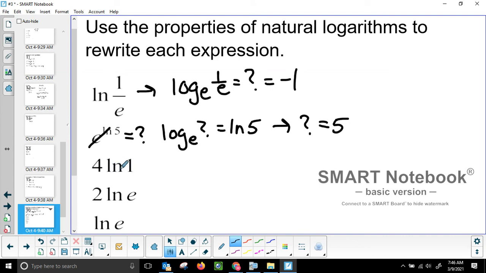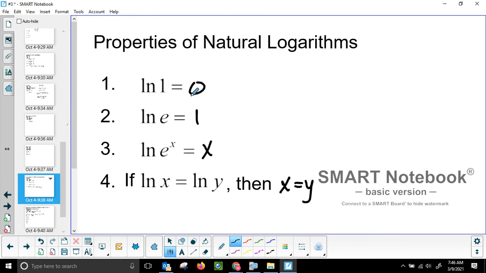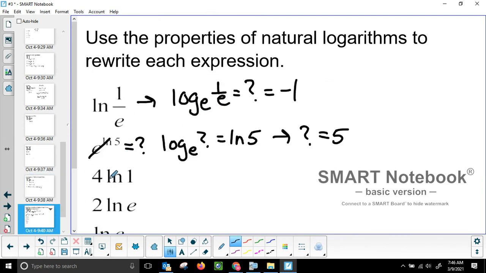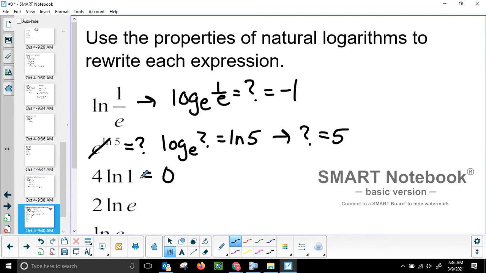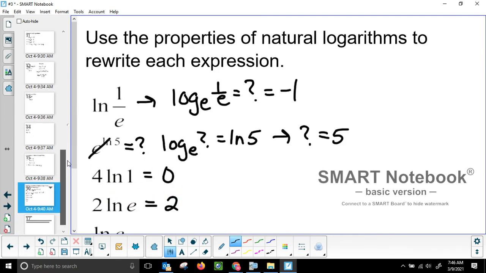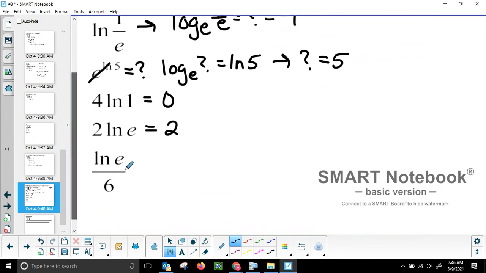All right, 4 times the ln of 1. Remember, the ln of 1 we said was 0. Well, 4 times 0 is just 0. The ln of e, we said that was just 1. Well, 2 times 1 is 2. ln of e over 6, we just said the ln of e was 1. So this is just 1 over 6.